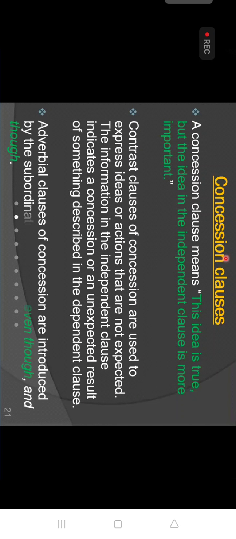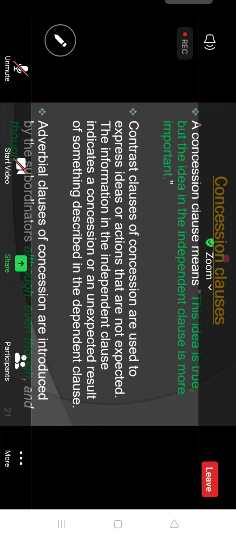So we have three words here: although, even though, and though. These three words we call adverb of concession. Although, even though, and though have the same meaning. But which one is the more formal, everybody? Which one is the more formal one? Anyone? Which one? Even though. Yeah, even though is the more formal one.